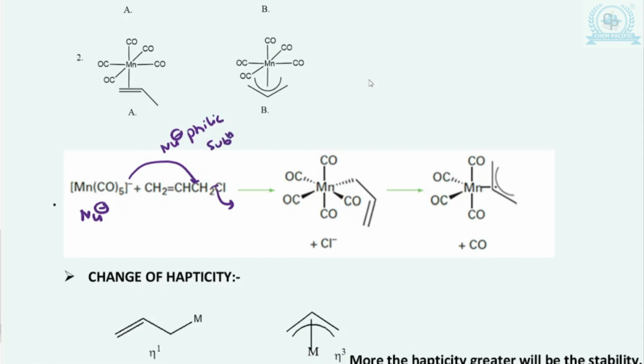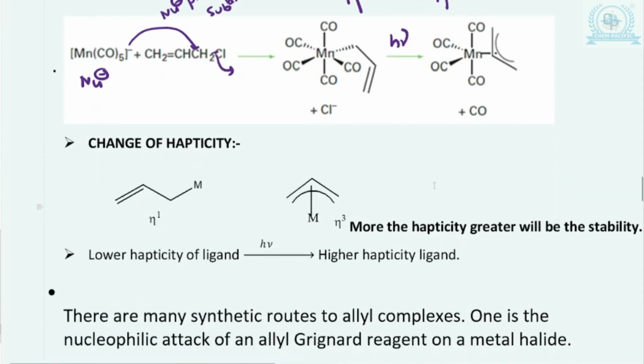So this is a nucleophile, this is resulting in the nucleophilic substitution, and this is in the eta 1 mode, and when it is undergoing photolysis, this is the H nu, the hapticity increases from eta 1 to eta 3. So always remember how the change in hapticity takes place. The change in hapticity takes place when it undergoes photolysis.